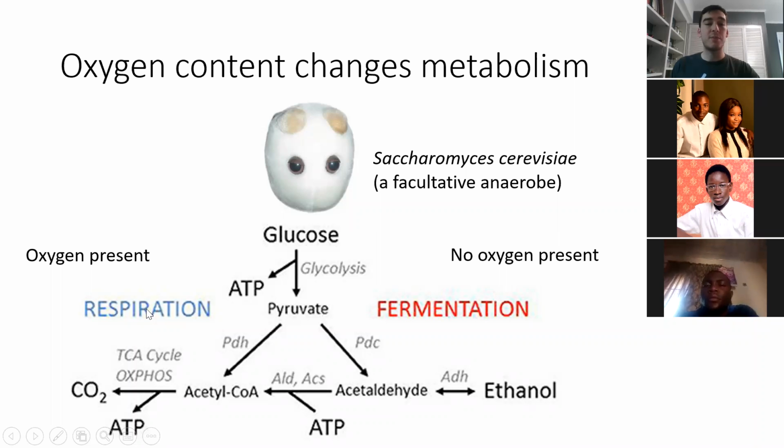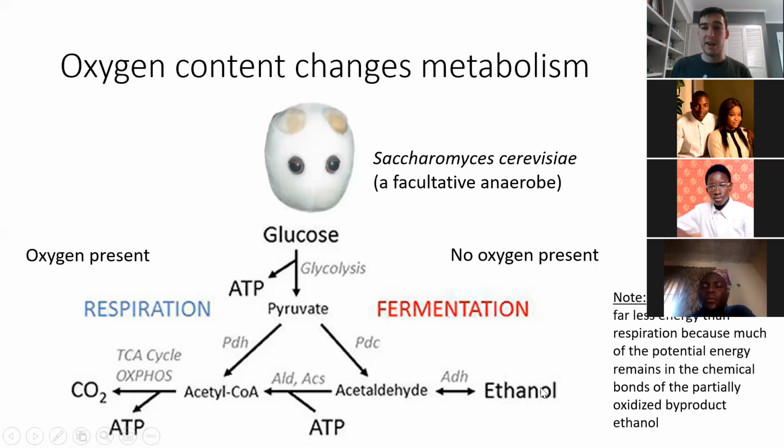It can turn on this respiration pathway if there is oxygen present, and that's going to generate ATP at these two steps. It's important to understand that this requires oxygen. If there's no oxygen present, it's going to do what's called fermentation. That means it's going to produce ethanol as a byproduct and then go this way. So some of the energy here is lost by producing this ethanol, and that's important to understand.